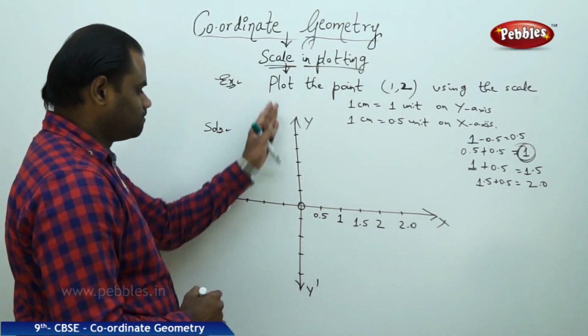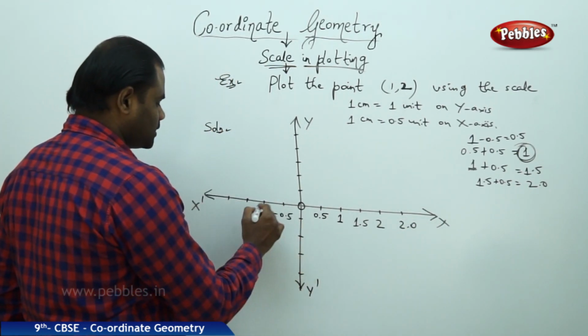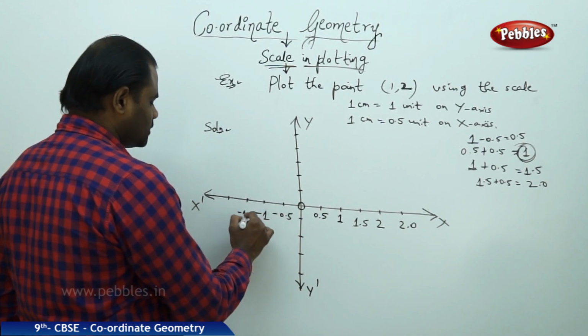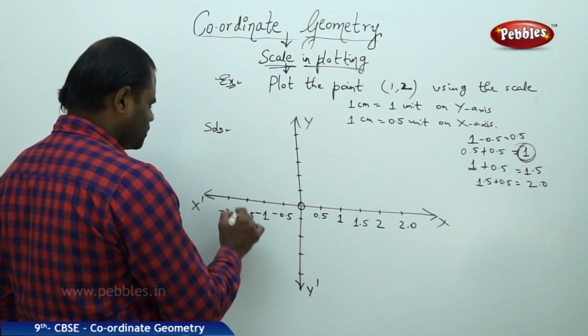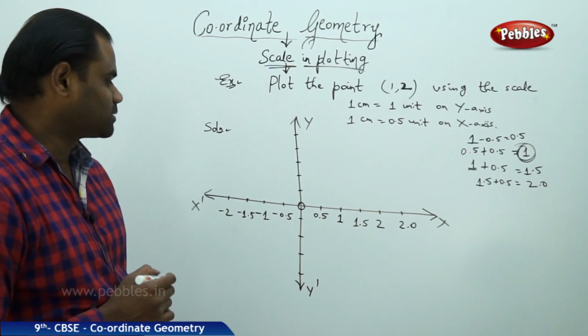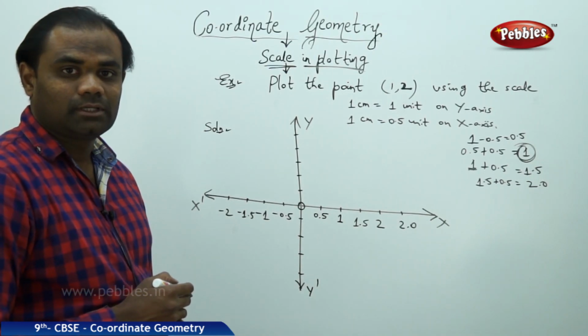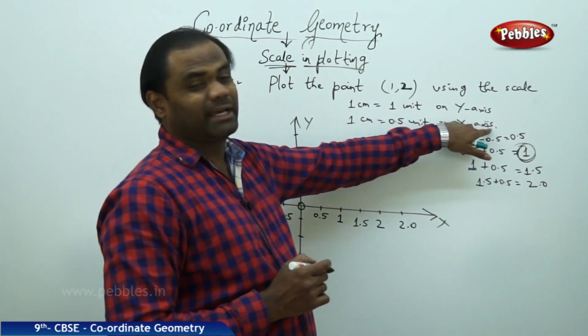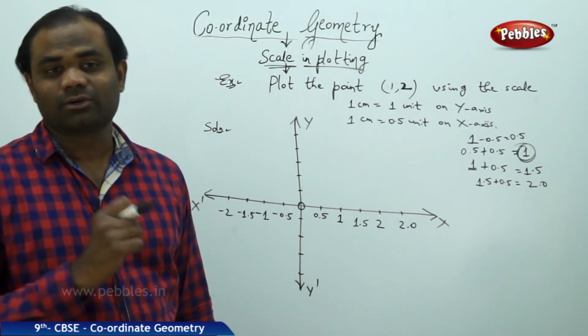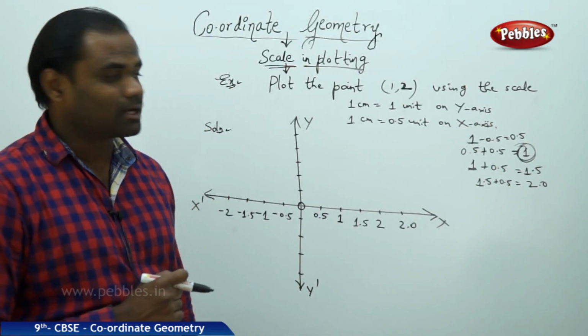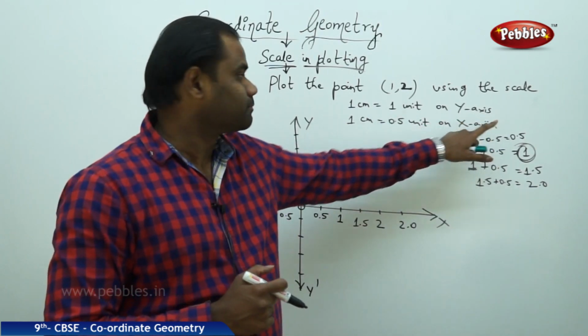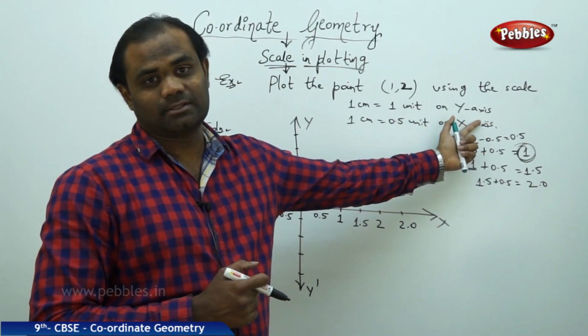And then on the left, minus 0.5, minus 1, minus 1.5 and minus 2, etc. This is how the scaling is done on x-axis according to the given question. Next comes the scaling on y-axis. How do we scale on y-axis?